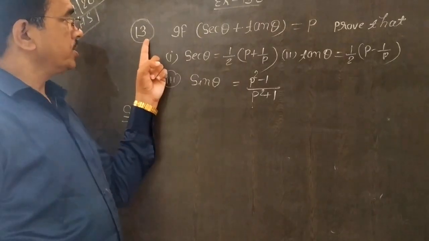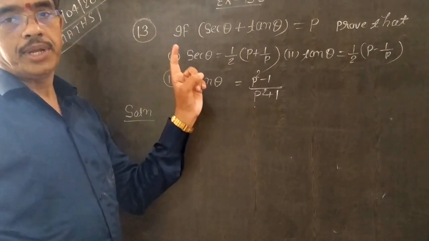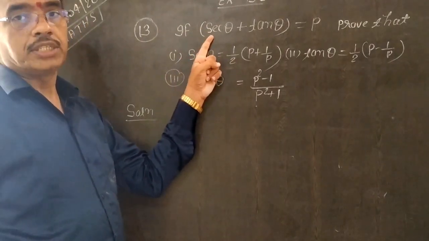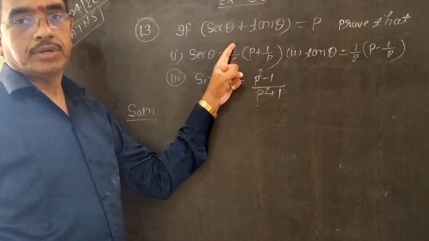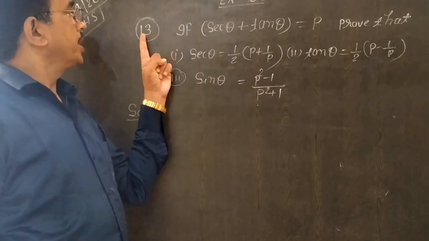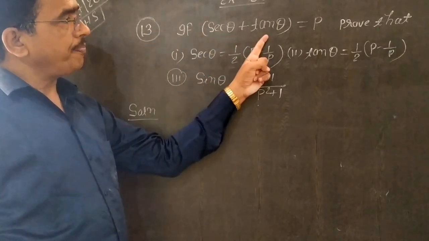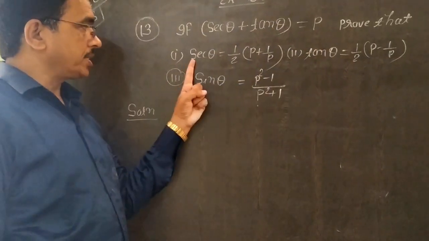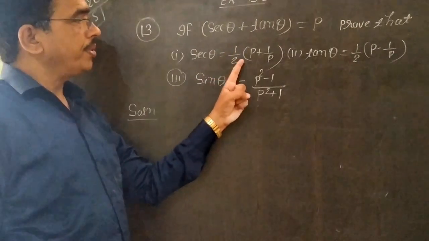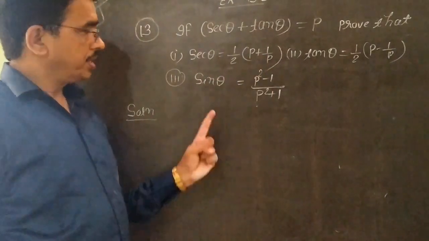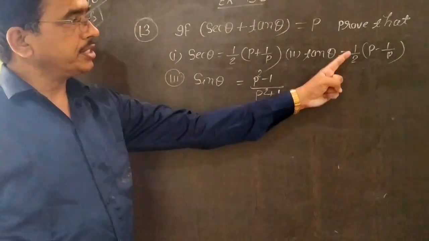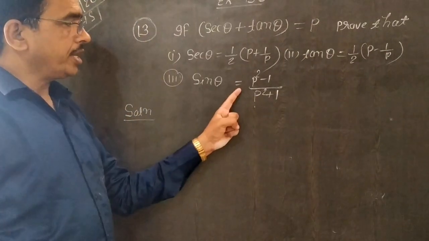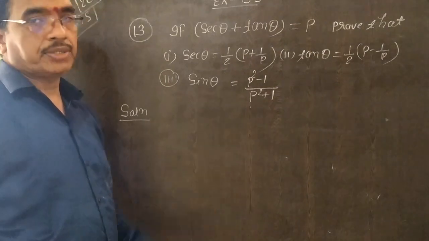Friends, this question is exercise 13b. Some student asked me, please sir solve these questions, and it is also a very important question for you. New book, that is 13. If sec theta plus tan theta is equal to p, then prove three things. First, sec theta is equal to half of p plus 1 by p. Second, tan theta is equal to half of p minus 1 by p. And third, sin theta is equal to p squared minus 1 by p squared plus 1.